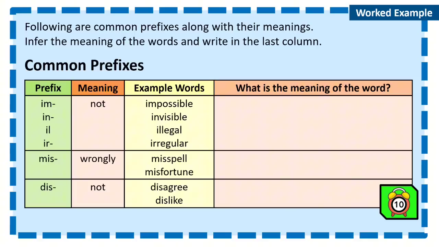Following our common prefixes along with our meanings, infer the meaning of the words and write in the last column. Say for example, you have here prefix im, which means not, and a sample word impossible. So what is the meaning of the word impossible? It means not possible. Now you are going to do the rest of the words, starting from invisible, illegal, irregular, misspell, misfortune, disagree, and dislike.